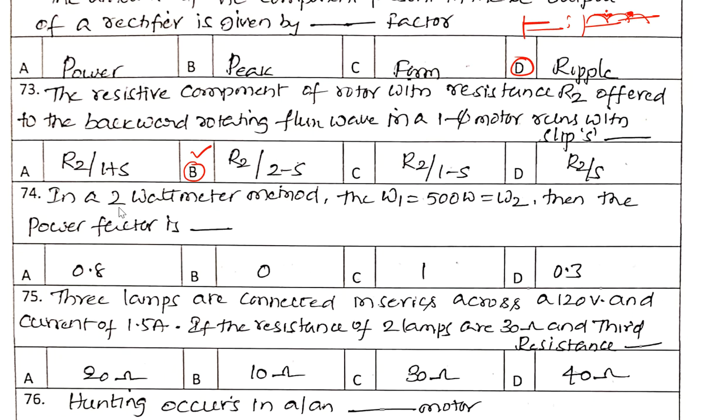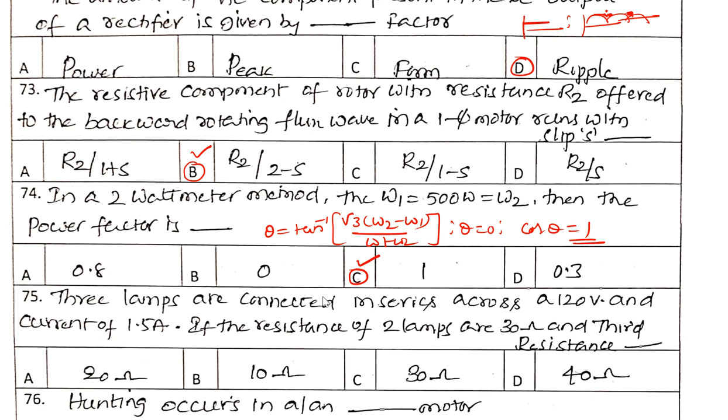Now, in a two wattmeter method, W1 is equal to 500 watts and W2 is the same, so both readings are the same. Then the power factor: theta is equal to tan inverse of root 3 into (W2 minus W1) divided by (W1 plus W2). When both are equal, tan theta will be 0, and the power factor cos theta will be 1 here. So the answer is C. The other options are 0.8, 0 and 0.3, so option C is the right option.